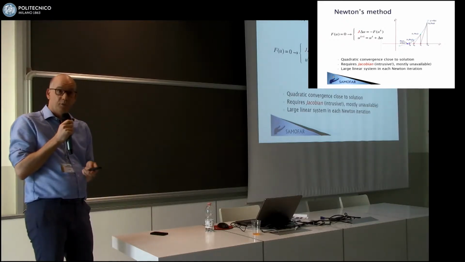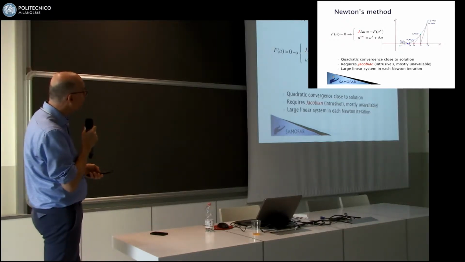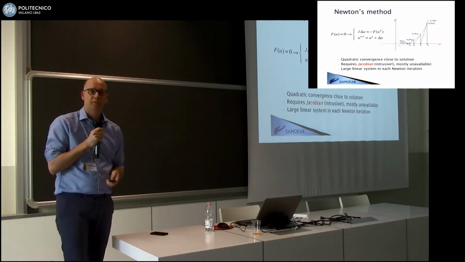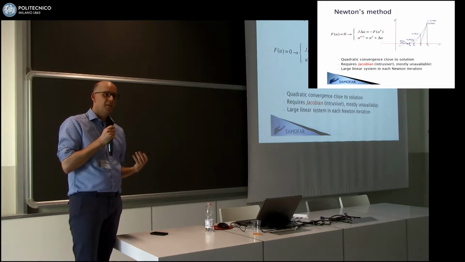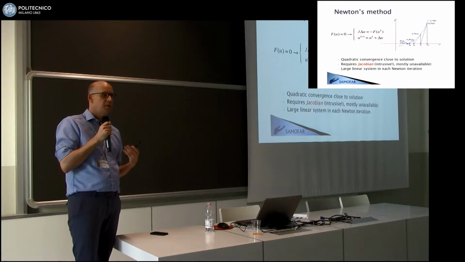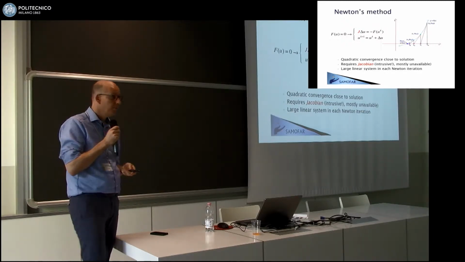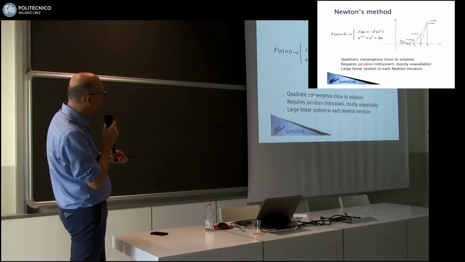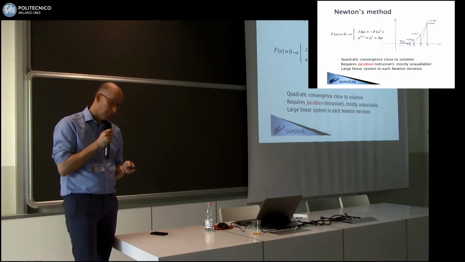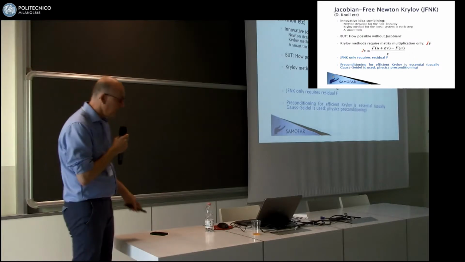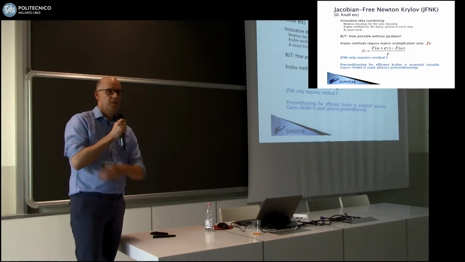So why not just use Newton iteration? That's quadratic convergence. The problem is it requires the Jacobian. And in practice, with these big codes, you don't have the Jacobian. Most of these codes are even black boxes, so there's no way to get these things. So is there then still a way to do Newton iteration with quadratic convergence without a Jacobian? And it turns out there is. And it's called Jacobian-free Newton-Krylov methods.